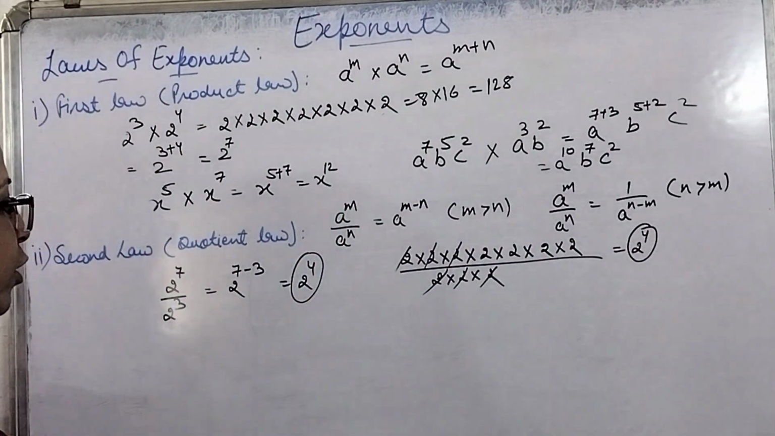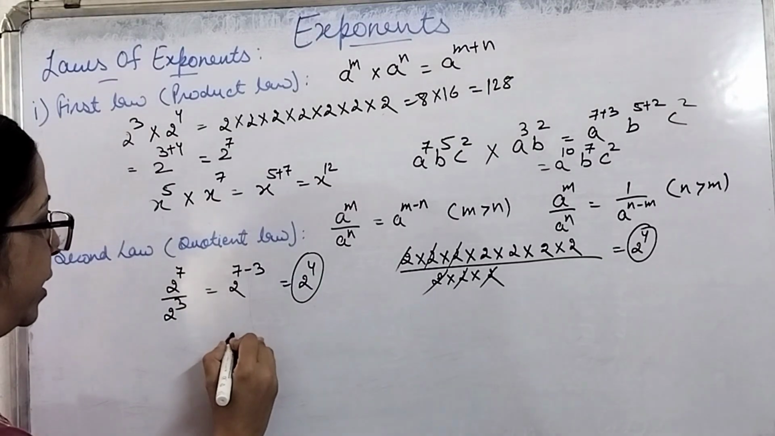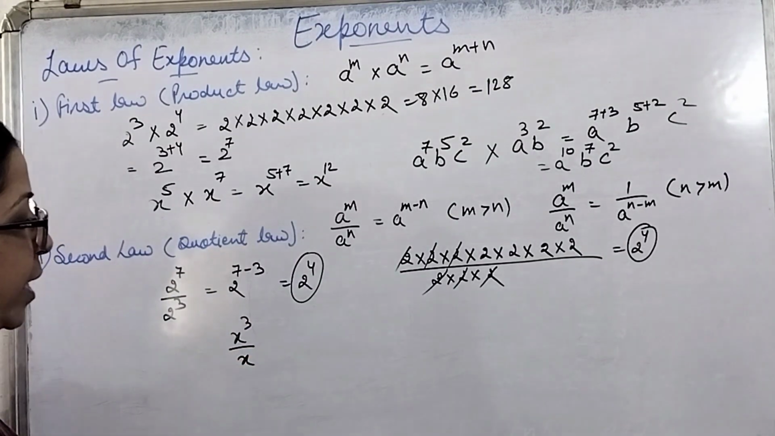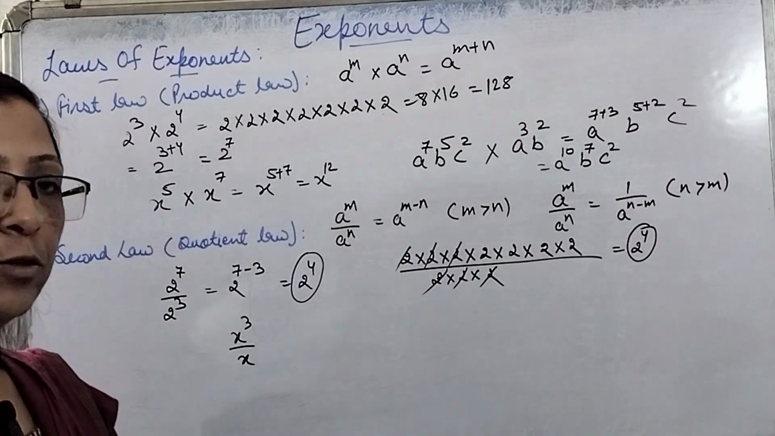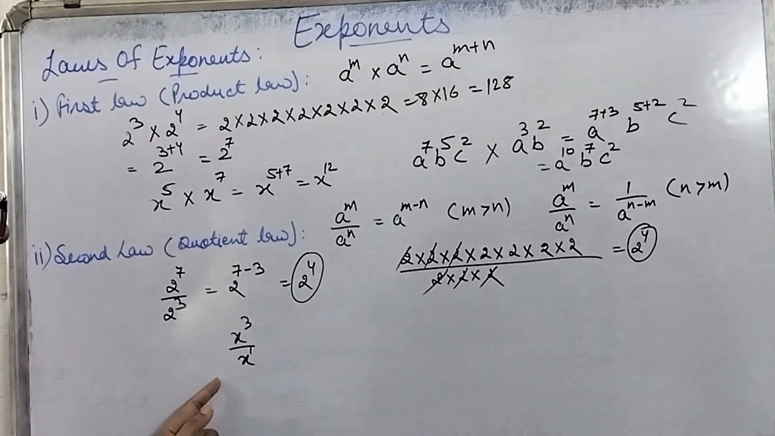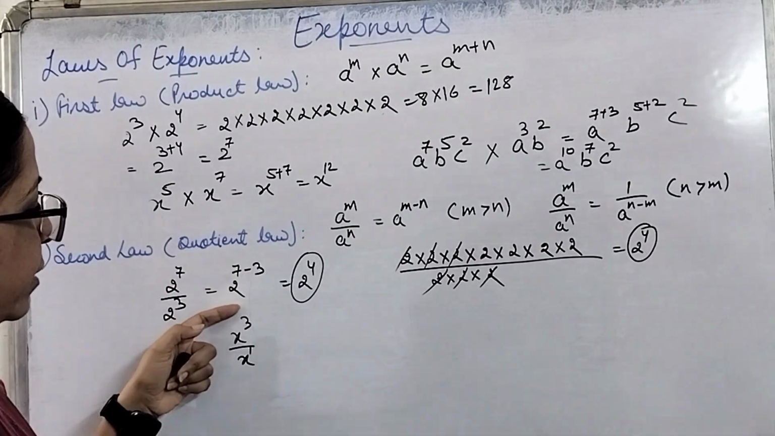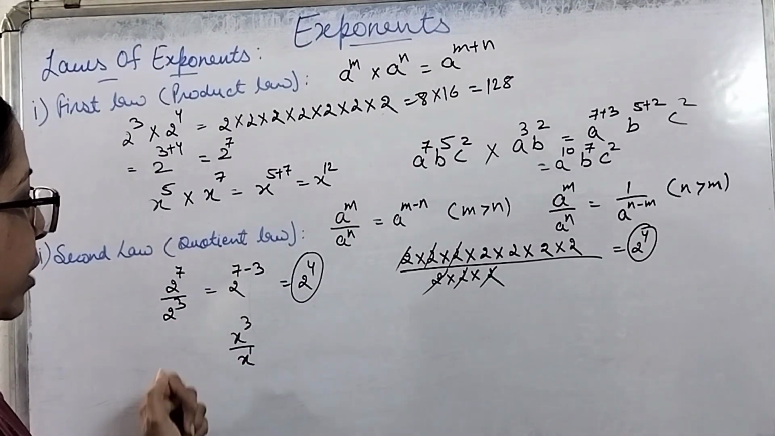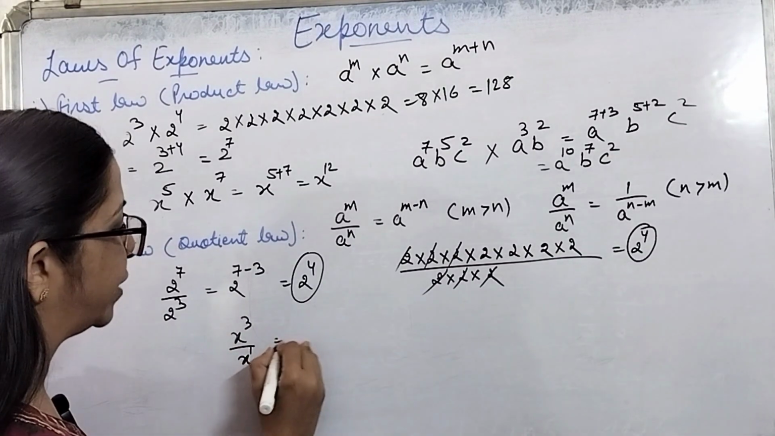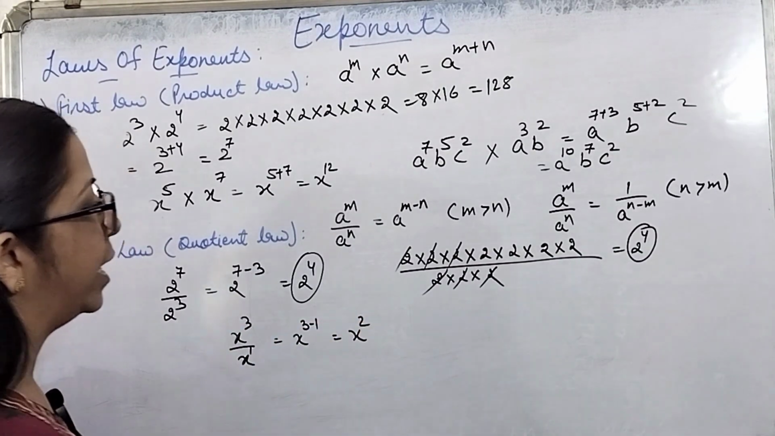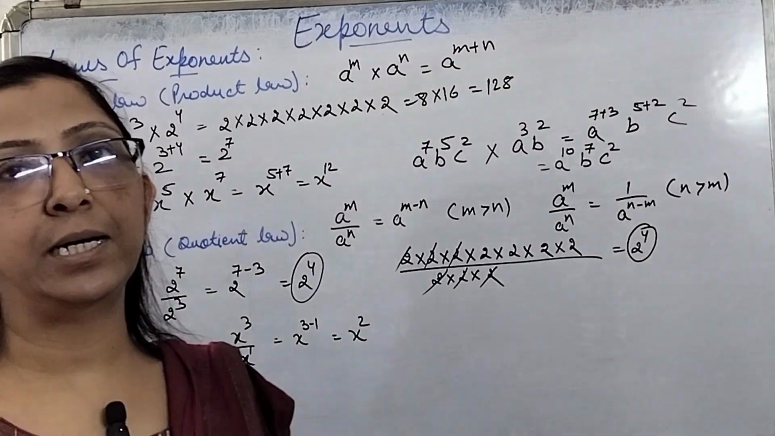Now instead of this, if your example is say x raised to the power 3 divided by x. X simply means x raised to the power 1 only. So over here we can see that the bases are the same, that is x, and the powers, over here it is 3, over here 1, and we have to divide these two numbers. So what will the value be? It will be x raised to the power 3 minus 1, or we can say x raised to the power 2 will be the answer.